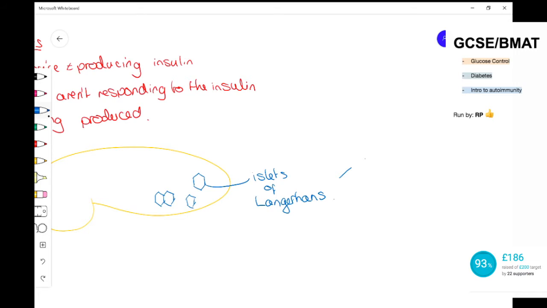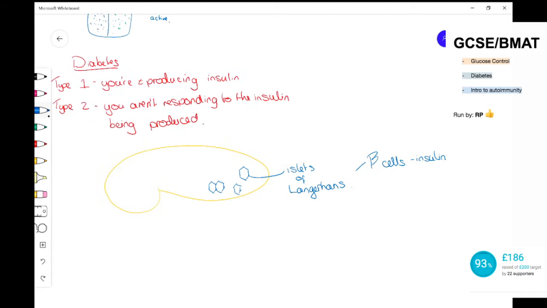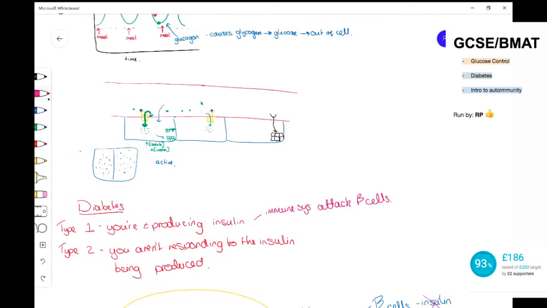Now, in type 1 diabetes, what happens is when the immune system is developing, it becomes sensitive to cells inside your body, which it's not supposed to do. But essentially, what that means is in type 1, the immune system will attack the beta cells. And if you attack the beta cells, then you don't get insulin being produced. And if you don't get insulin being produced, then it can't activate the receptors. So that's what happens in type 1 diabetes.